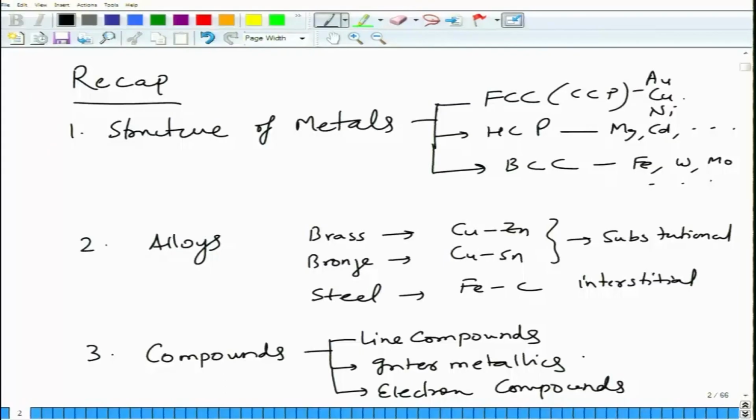Similarly, Fe3C, for example, is a line compound, it has a fixed composition. You have intermetallics like Ni3Al, CuZn, and so on and so forth. Electron compounds, we looked at some CuZn type compound systems which have specific electron to atom ratios. So these are all predominantly metallically bonded materials, although intermetallics and line compounds may have some fraction of covalent or ionic bonding.